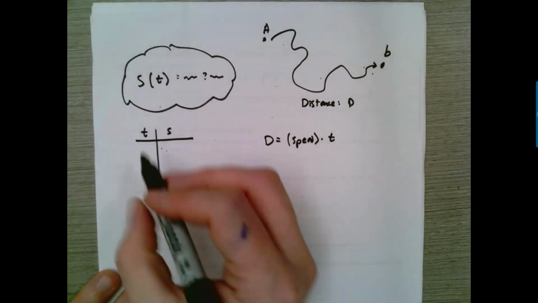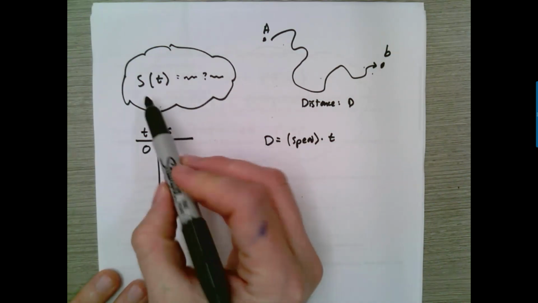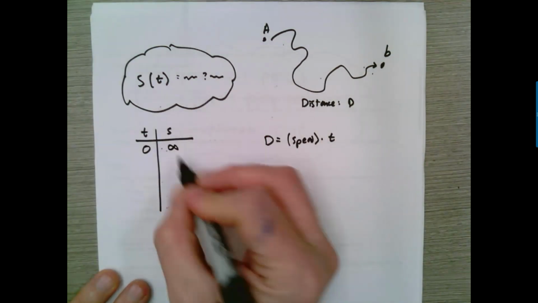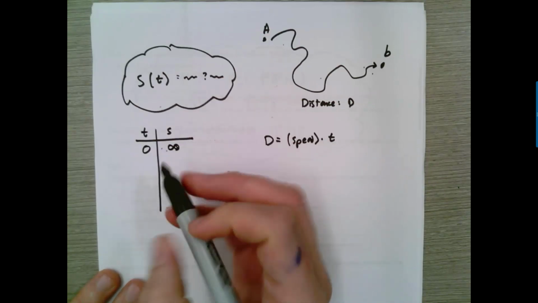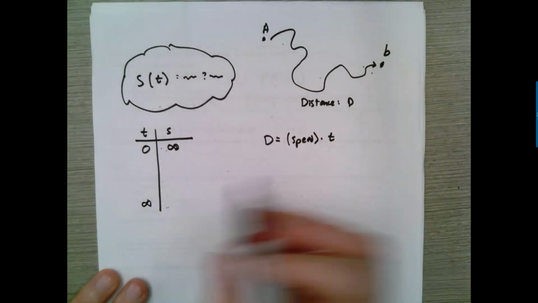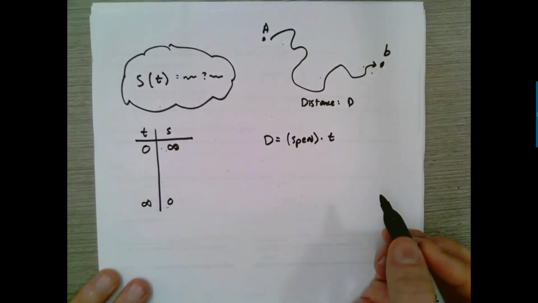If we were going to think about this conceptually, if we wanted to take 0 time to get from point A to point B, we'd require infinite speed-ish. If we don't care how much time it takes, if it takes an infinite amount of time to get there, we could go 0 speed. That's fine.